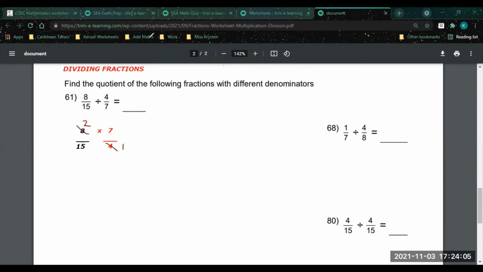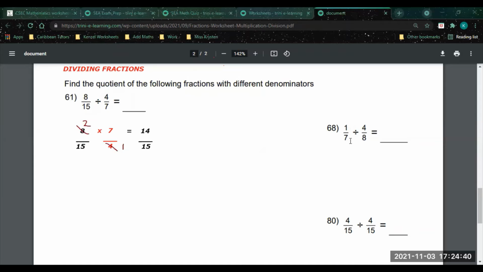Now that you have that, you could go ahead and multiply the numerator by the numerator. So 2 times 7 is 14, and then 15 multiplied by 1 is 15. So your answer here would be 14 over 15. And that is how you would divide two fractions. It's basically taking the division sign, changing it to a multiplication sign, and flipping the second fraction. If you would like to know why, you should probably go and study maths in depth. There's a whole thing behind it, but don't worry about it.